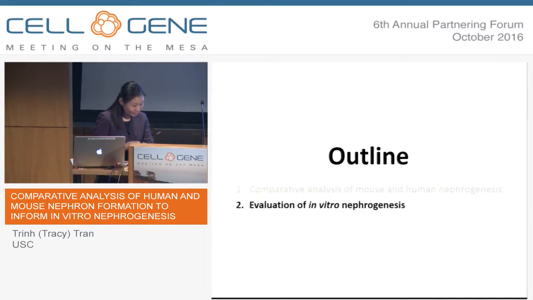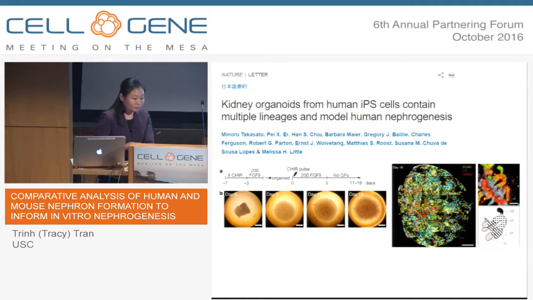So how are we using this work to evaluate in vitro nephrogenesis? I told you earlier that we have a couple of protocols out there to make kidney organoids, but as a developmental lab, in order to use this system for human kidney development study, we have to be certain about two things. First of all, the formation of a kidney organoid has to recapitulate the formation of the normal human kidney. And second, the cell types that are made in the kidney organoid have to be kidney cells.